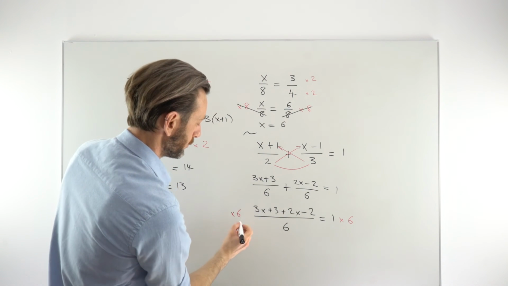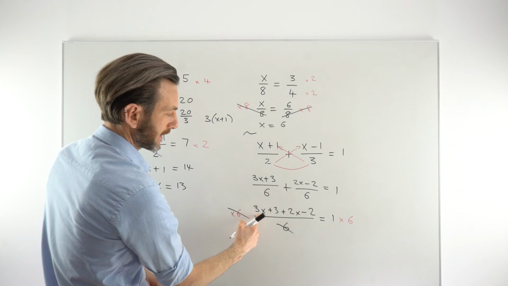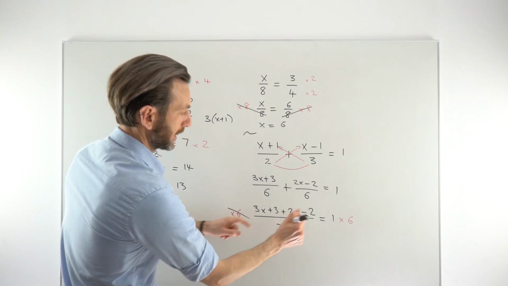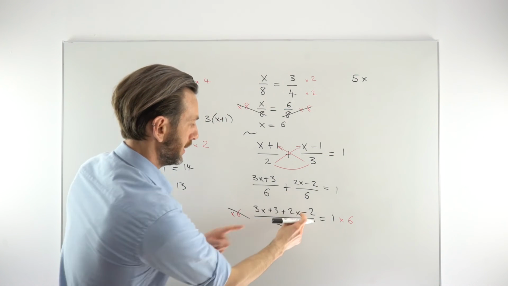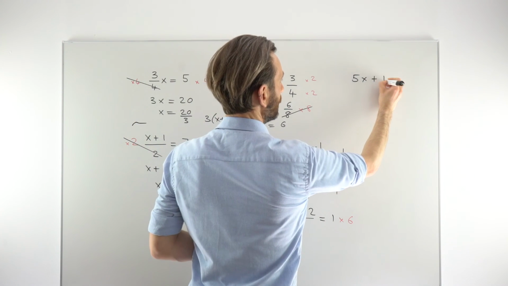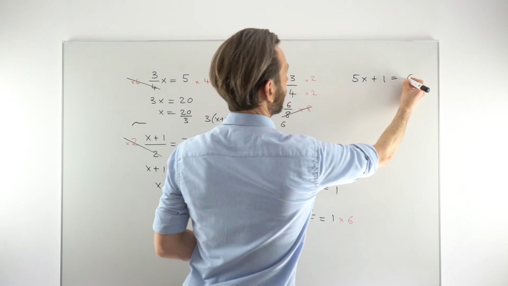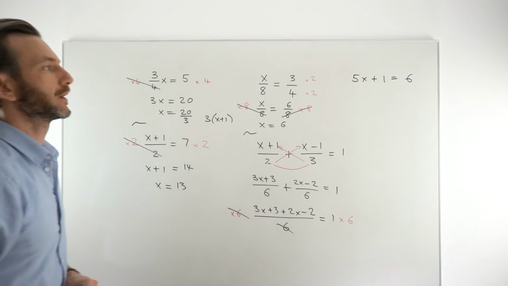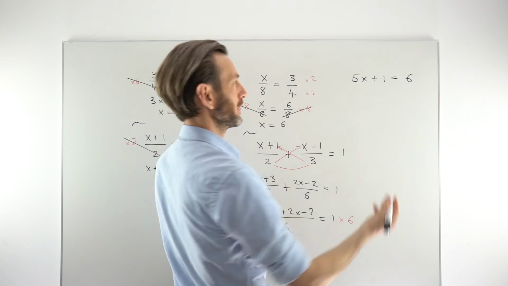So at this point we're just multiplying by 6, so these guys are going to cancel on that side. I'm going to go ahead and combine the terms as well, so 3x plus 2x to give me 5x, and then you've got 3 minus 2 to give you plus 1. Other side of the equation, remember to multiply it by 6 as well to get a 6 over there. Then it's just a normal, friendly, easy linear equation.